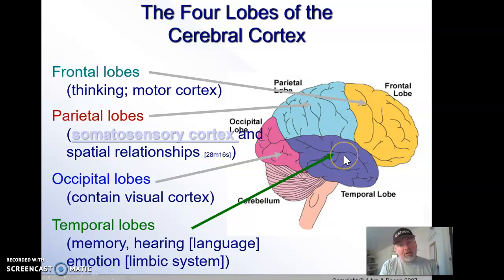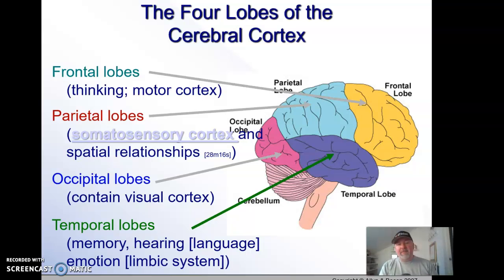And there's a really important part for language in your temporal lobe. There's a really important part for language in your frontal lobe, and we'll get to that in a little bit. The way I remember temporal is it's right by your temple. So your temporal lobe is right underneath your temple. Frontal lobe is in the front.